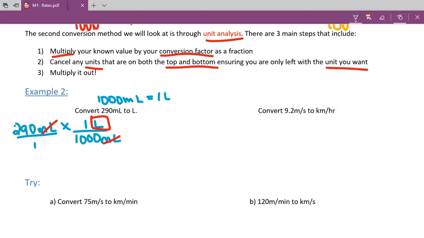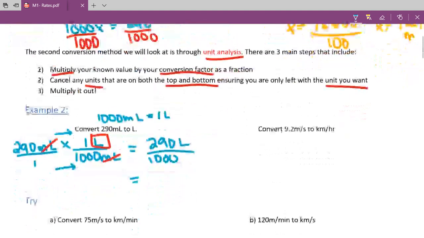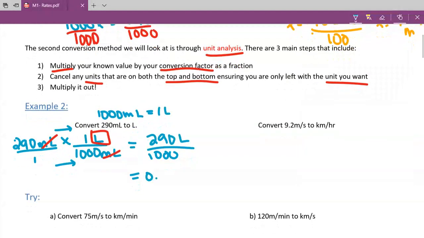And so what this looks like mathematically is I'm going to multiply across the top and across the bottom. So essentially I'm doing 290 times 1. And I have liters on the top. On the bottom, I'm doing 1 times 1,000. But I actually have no units left there. And then when I divide 290 divided by 1,000, this should look familiar because that's what we did in our last scenario. I'm getting 0.29. And my units are now in liters. So we get the same result. It's just kind of a different method of getting there.